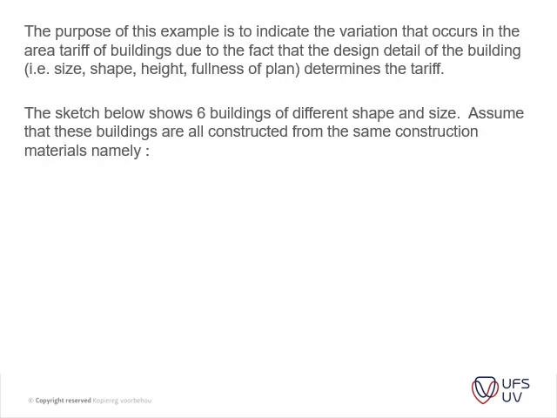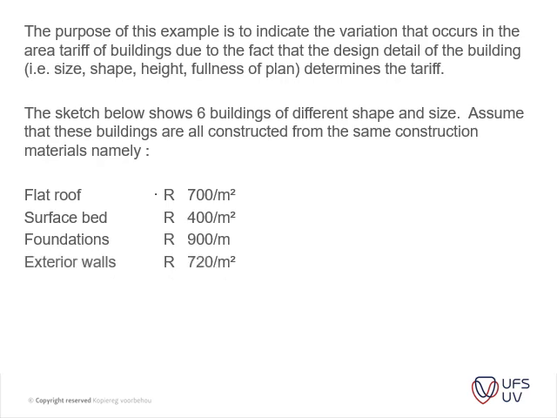The sketch below shows 6 buildings of different shapes. Assume that these buildings are all constructed from the same construction materials. We're only focusing on one, so we're not going to focus on all 6. So you're given the following rates: your flat roof has a rate of 700 Rand per square meter, then your surface bed, your foundations, your exterior walls, your interior walls, your first floor slab, and so on. That's more or less what you need for this example.